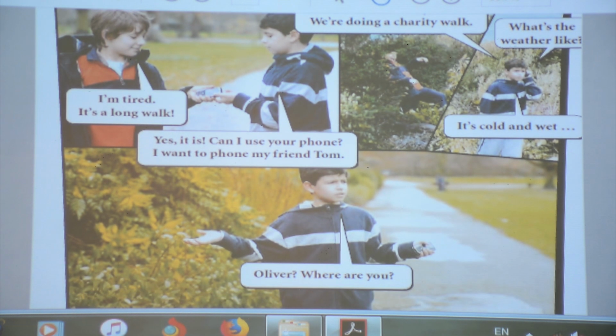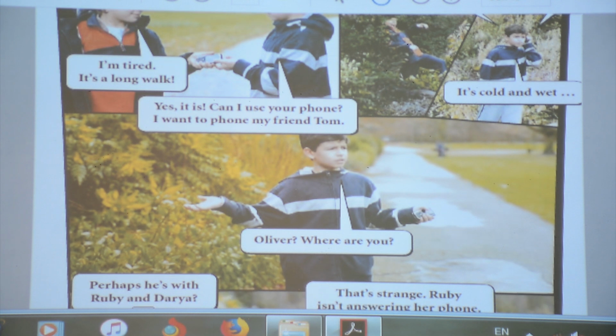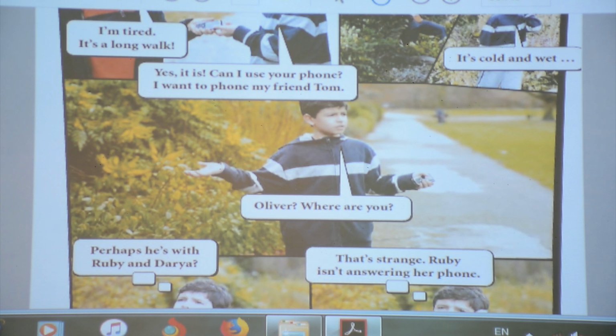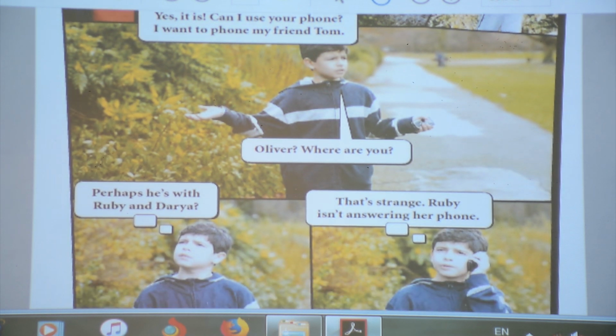If we look at the third picture, Oliver, where are you? That strange Ruby isn't answering her phone.